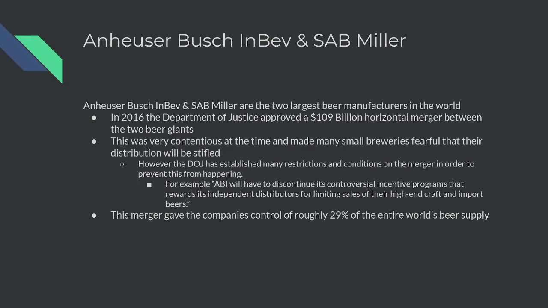This was very contentious at the time and made many small breweries fearful that their distribution would be stifled. However, the Department of Justice established many restrictions and conditions on the merger in order to prevent this from happening. For example, ABI will have to discontinue its controversial incentive programs that reward its independent distributors for limiting sales of their high-end craft and import beers. This merger gave the companies control of roughly 29% of the entire world's beer supply.